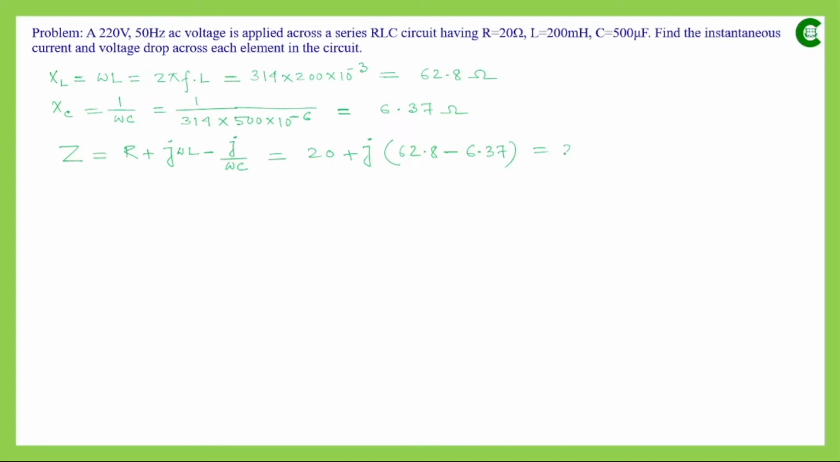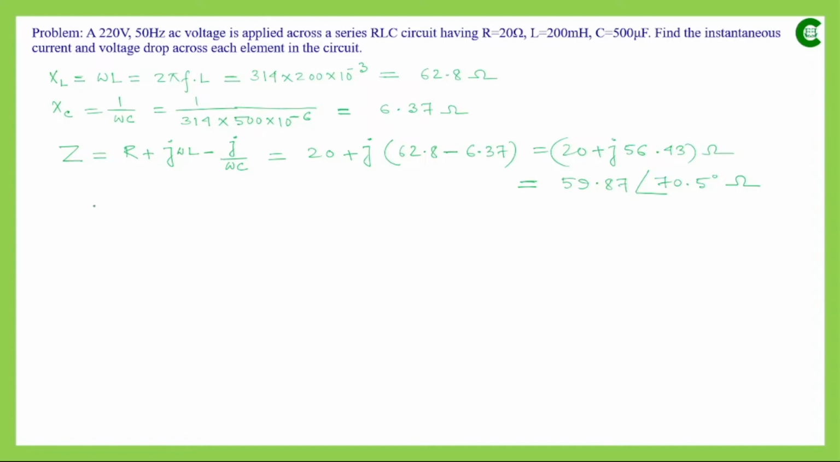Then it will be 20 plus j(62.8 minus 6.37), that will give us 56.43, this much ohm. This is the impedance value. Now this is a rectangular format, so if we convert this rectangular format to its equivalent polar format, then this value will be 59.87 as the magnitude, and then theta will be tan inverse of this value divided by this resistance value 20. So it will be around 70.5 degrees, and the unit will be ohm.